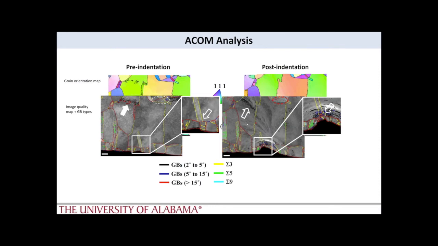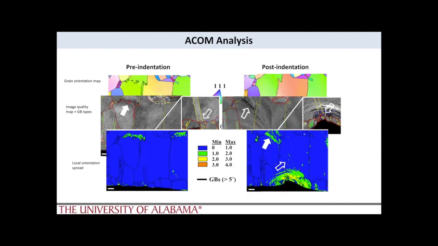Even in this case, we can see under indentation, the sigma 3 boundaries actually increased their line length, and increasing boundary length is usually energetically unfavorable, but it suggests that this boundary must be a low energy boundary and a preferred structure that actually occurs during the deformation process of a copper sample, as you can see here, because it obviously increases its structure.